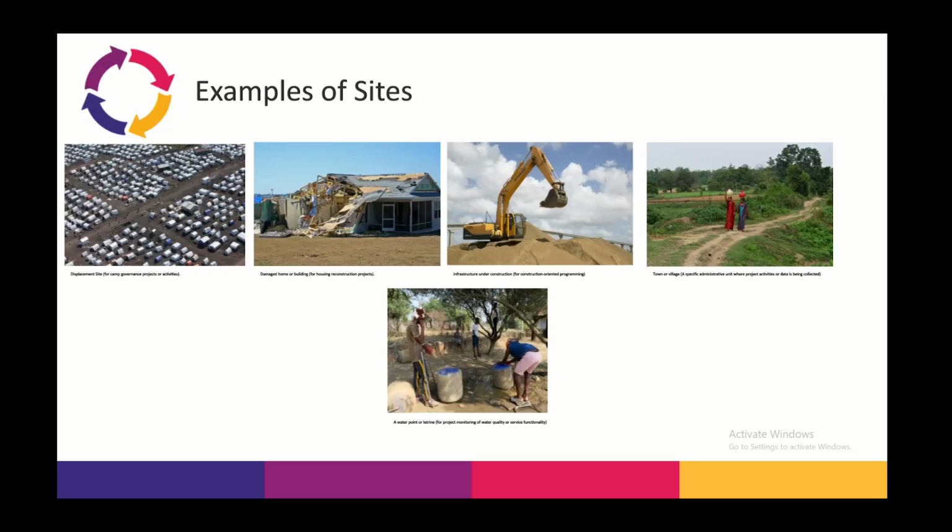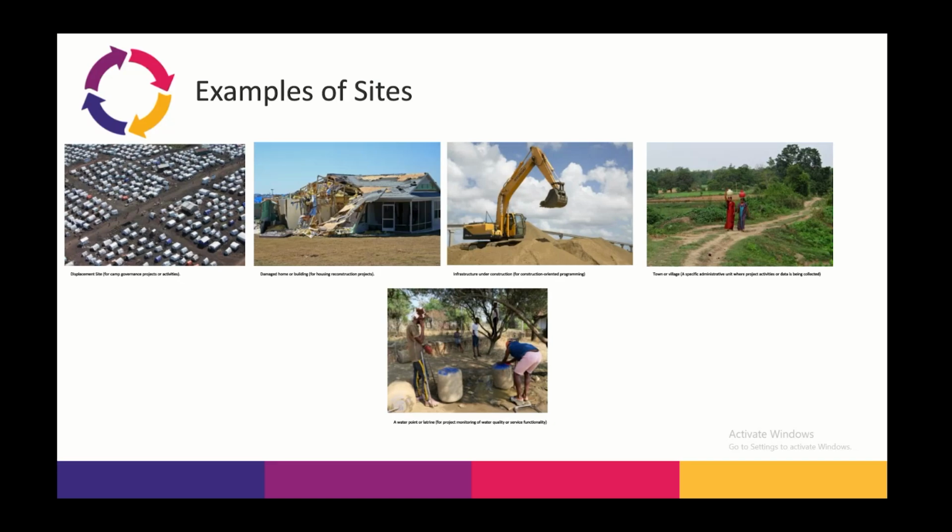So here are just some examples we'll go through just to illustrate that point. So the top left, we have displacement sites. That will probably be most familiar to everyone here. And this would be for when you're using Site for camp governance projects and activities. Then moving along, we have damaged homes or buildings, and then we have infrastructure under construction. So we have a construction site. Essentially, we have damaged homes and buildings, and both of those points could also be sites. That would be for construction or shelter-oriented programming, if that's what you're doing on Site.